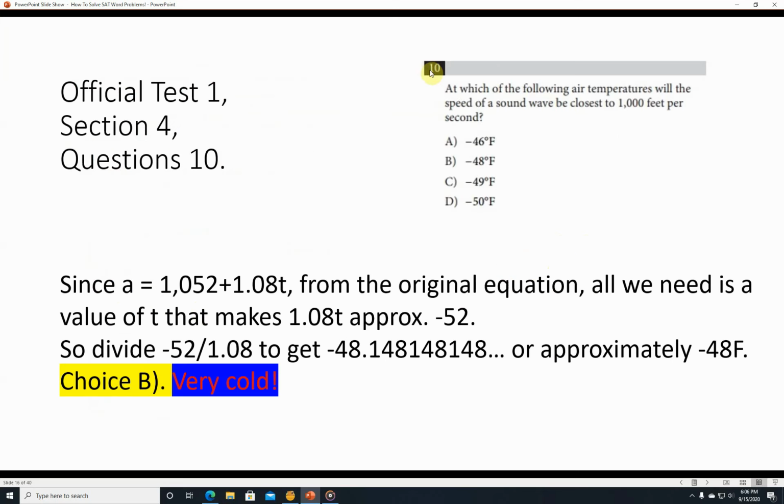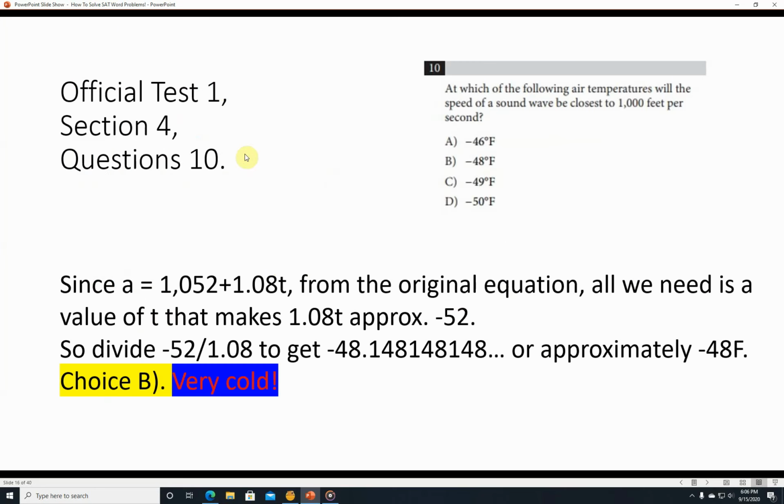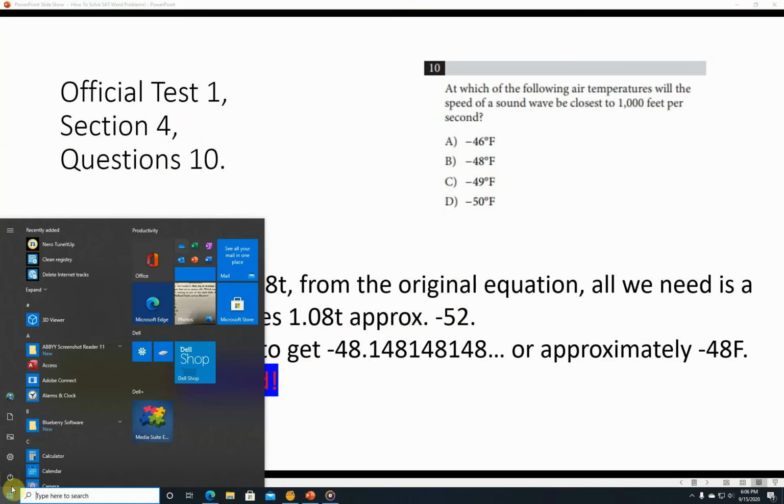Now, here's question number 10. At which of the following air temperatures will the speed of a sound wave be closest to 1,000 feet per second? So since A is equal to 1052 plus 1.08 T from the original equation, remember, right here, that's where we got that. So all we need is a value of T that makes 1.08 T approximately negative 52, so we need 1,000 minus 52. So 1.08 T, so we just have to divide negative 52 by 1.08.